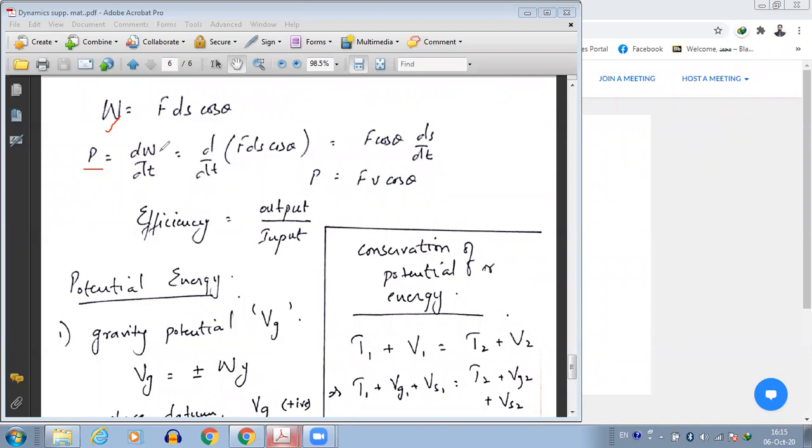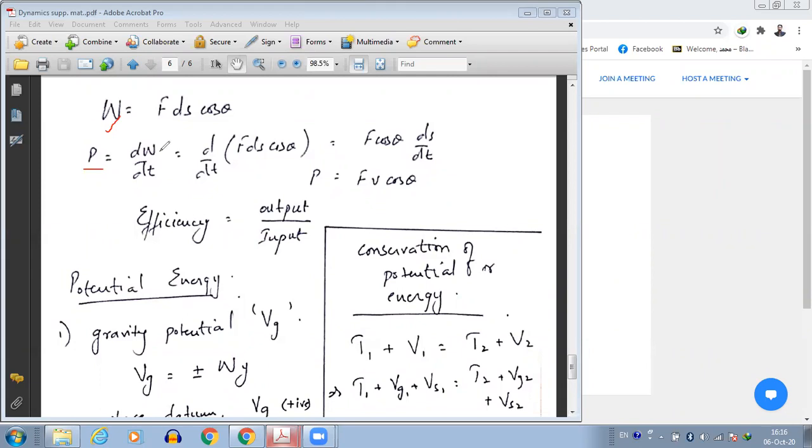So power is work per unit time, so it will be dW by dt. We can put W as force ds cos theta. Suppose if force and cos theta are constant, then they're going to go out and we have ds by dt. And ds by dt is basically what? It is velocity. So we have P equals force into velocity into cos theta.